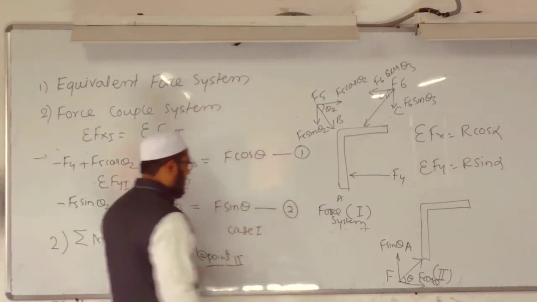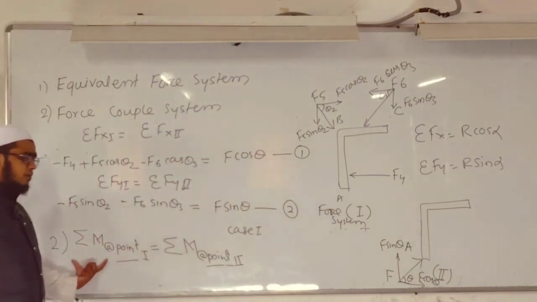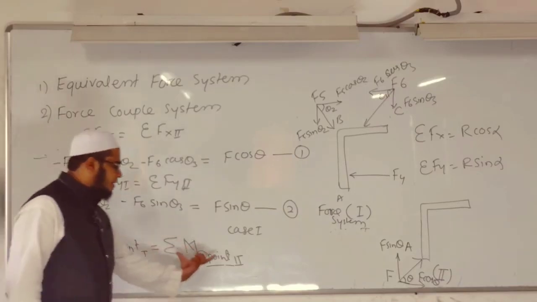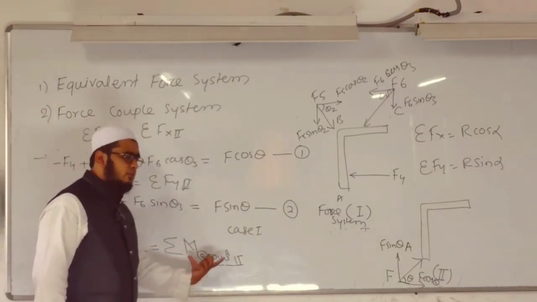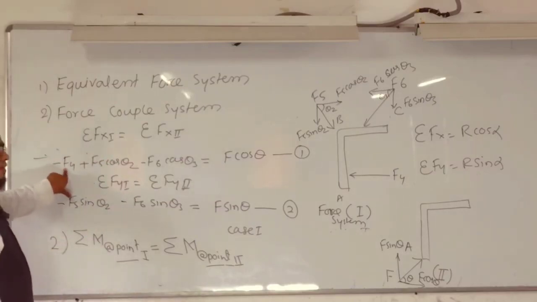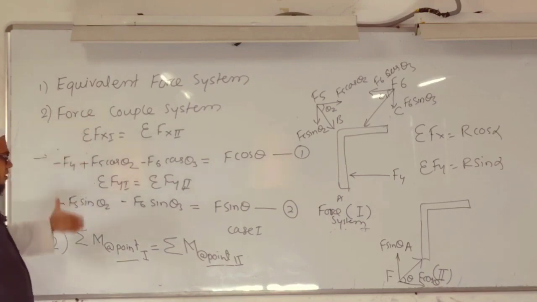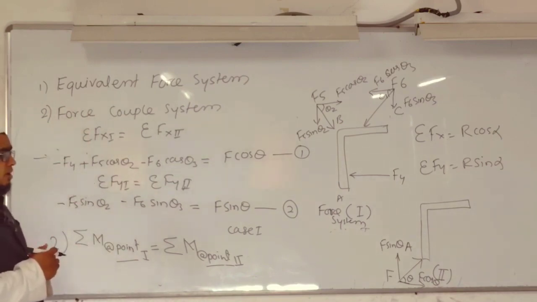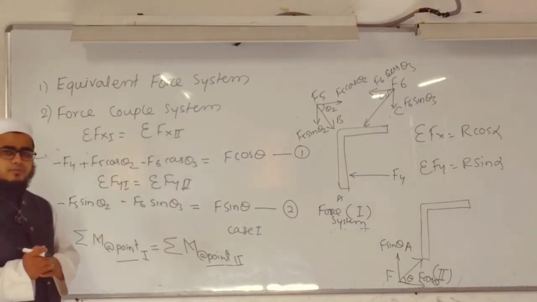Equation number 2. Similarly, I will obtain the moment about a particular point for the first force system and equate it to the moment about the same point of the second. After obtaining this, F4 will be given in the problem statement values. We have a number of equations, and we can easily solve them to determine the value of force F and theta.